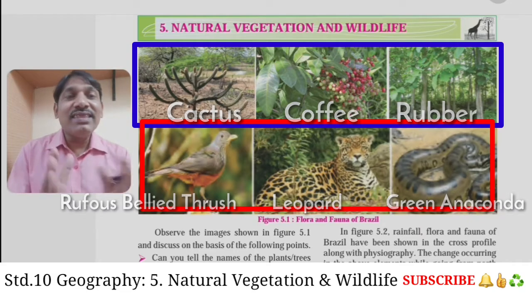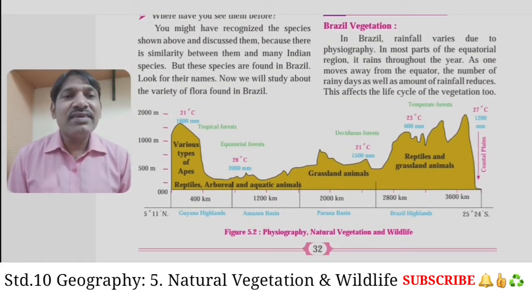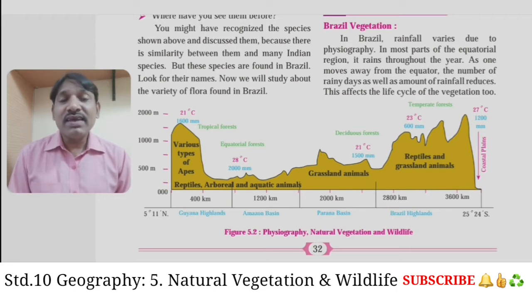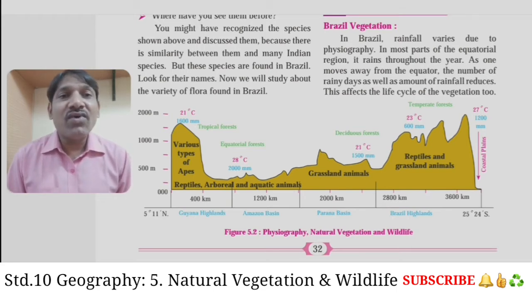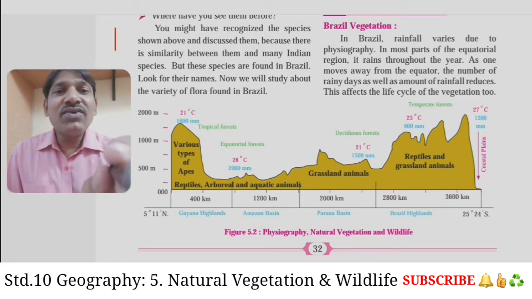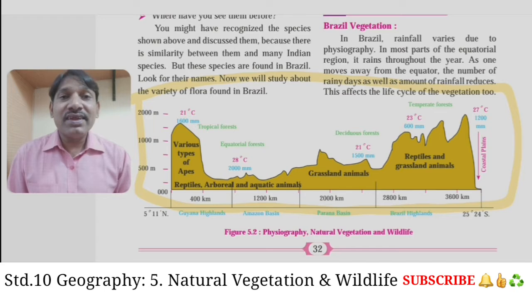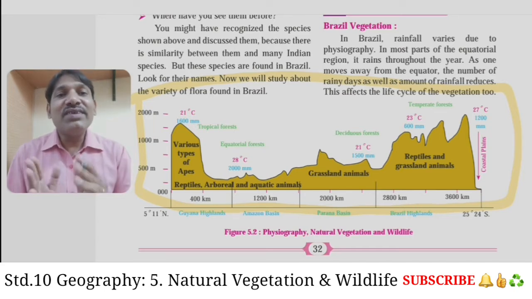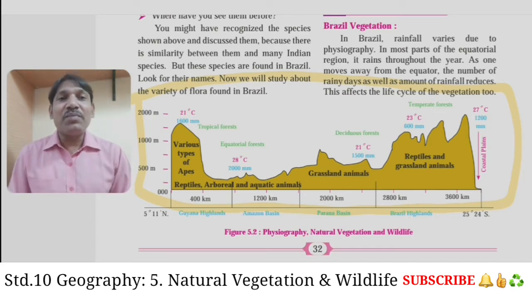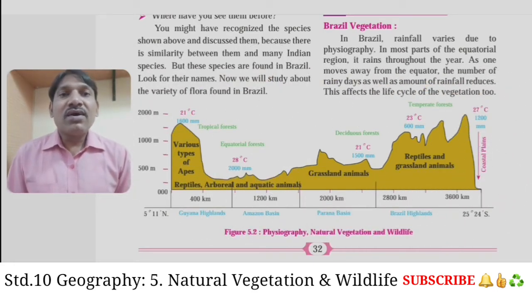Okay, after studying these pictures, now we are going to study the physiography, natural vegetation and wildlife, or what I can say, the cross section figure of physiography, natural vegetation and wildlife. Students, if you understand this diagram, then it is very easy to understand the vegetation as well as the wildlife of Brazil. Okay students, so let's try to understand this physiography, or the cross section figure of Brazil.